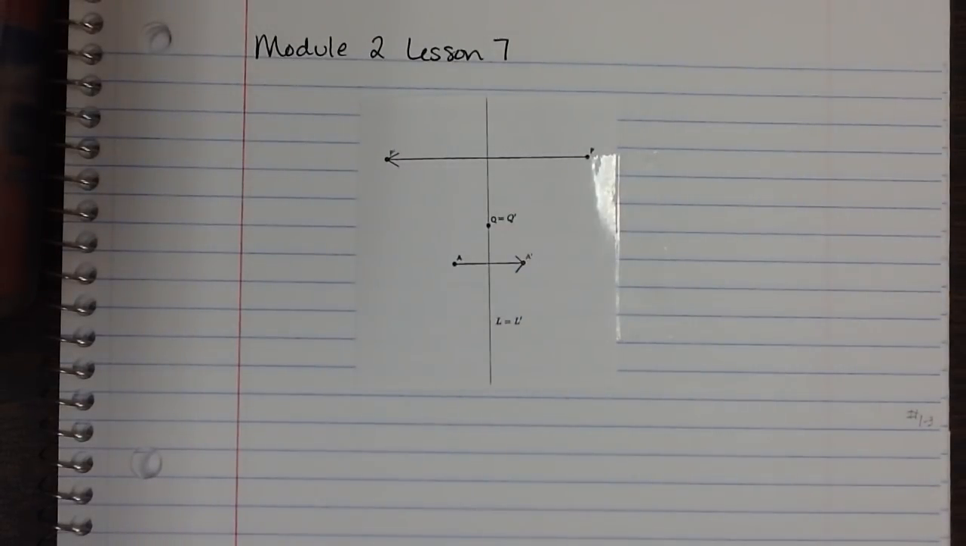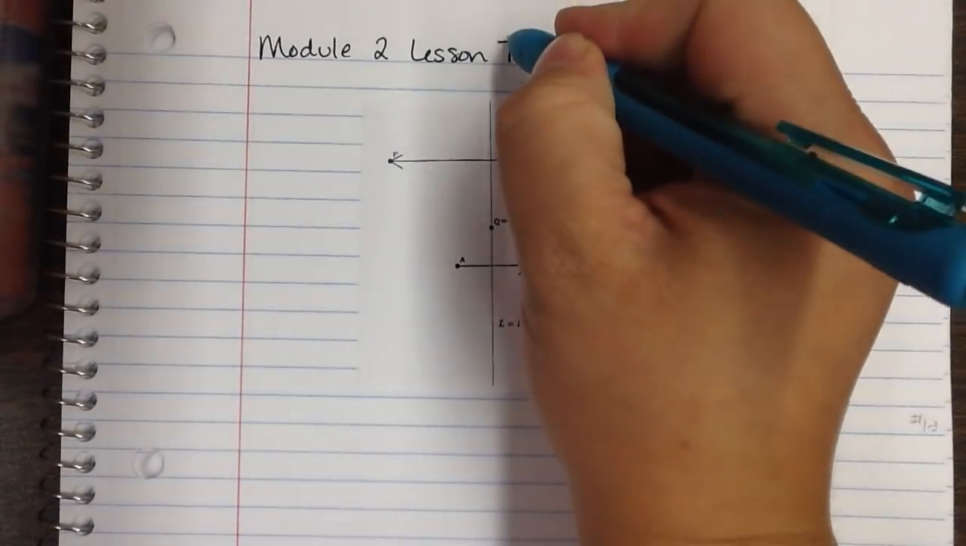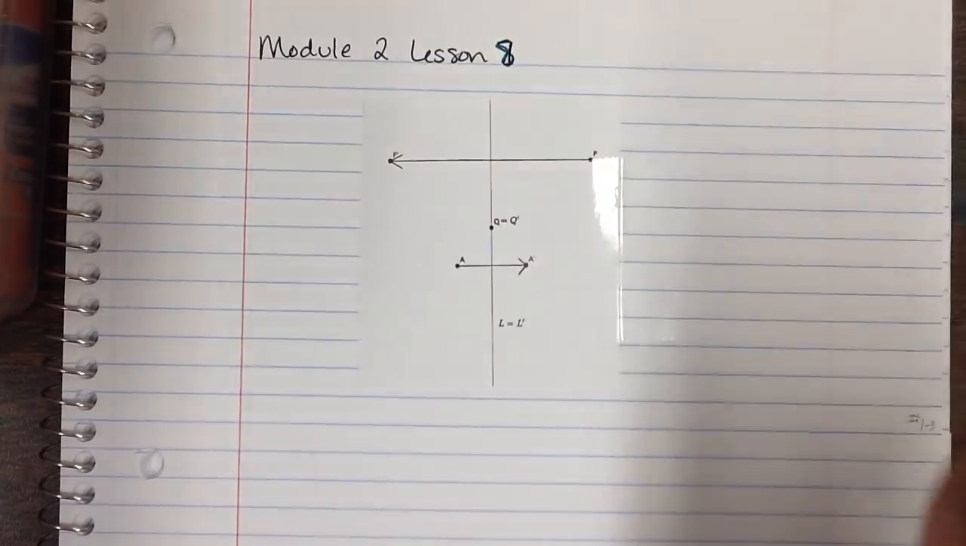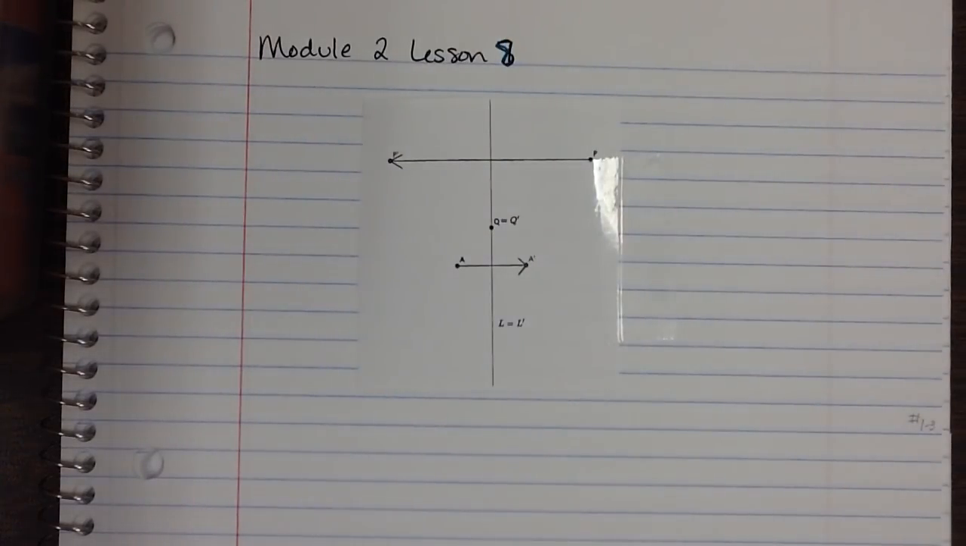Okay, Module 2, and this is not 7, this would be Lesson 8. So in Lesson 7, we kind of were introduced to sequence of translations. So we translated a figure along a vector, and then we translated it along another vector. Okay.